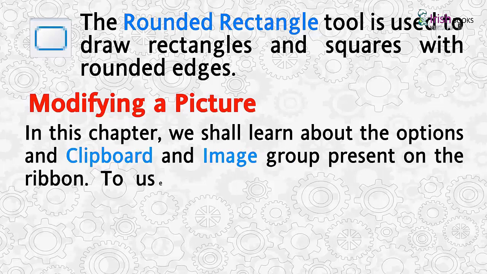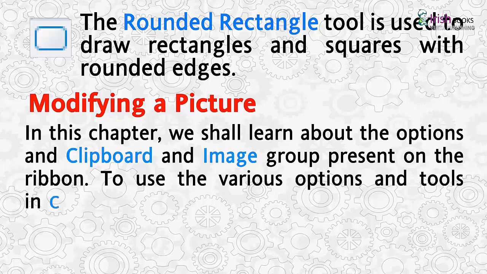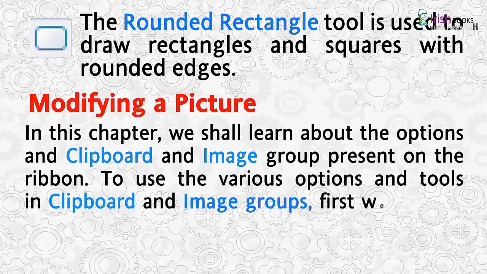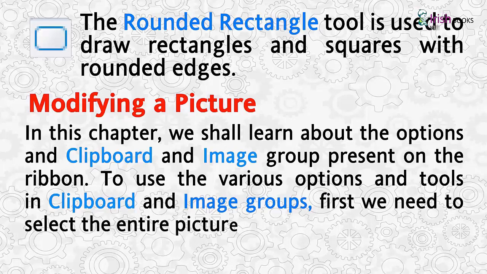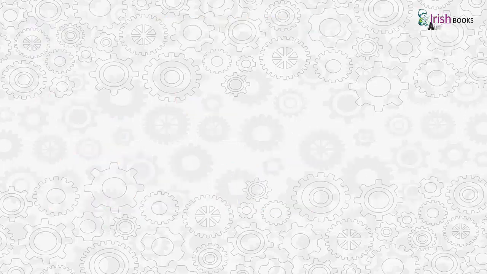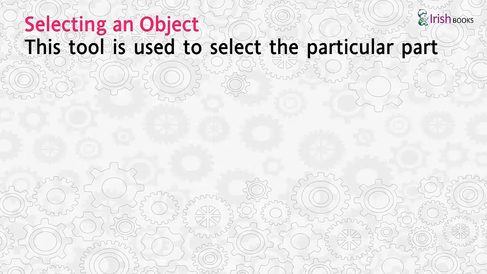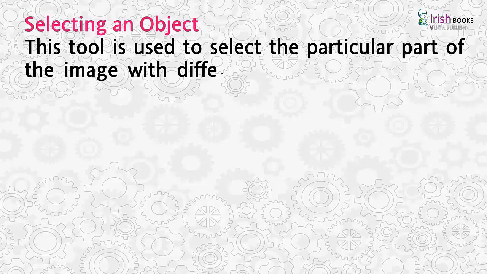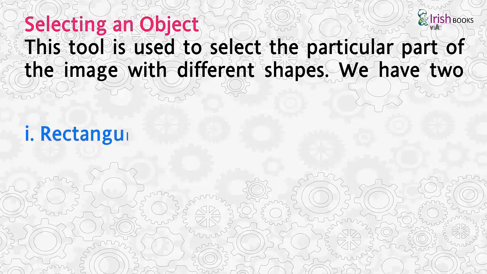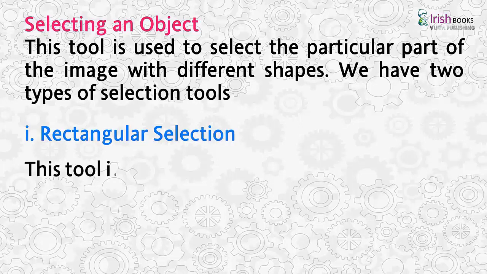Modifying a picture. In this chapter, we shall learn about the options and tools in the clipboard and image groups present on the ribbon. To use the various options and tools in the clipboard and image groups, first we need to select the entire picture or a part of it. Selecting an object. This tool is used to select a particular part of the image with different shapes. We have two types of selection tools.